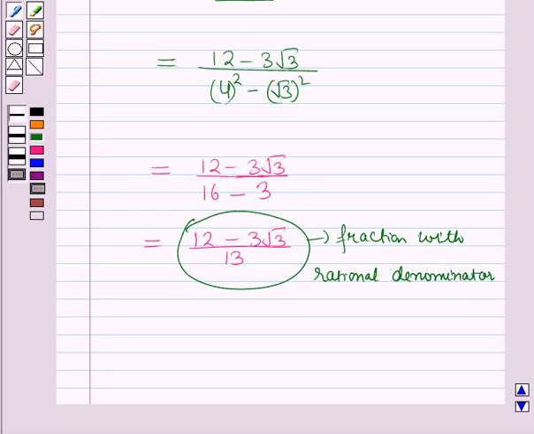So in this session you have learned about rationalization of irrational numbers. This completes the session. Hope you all have enjoyed the session.